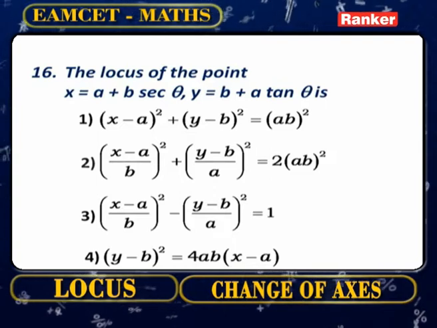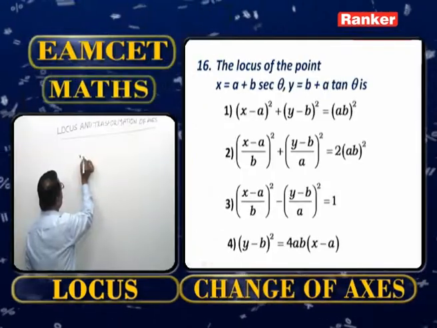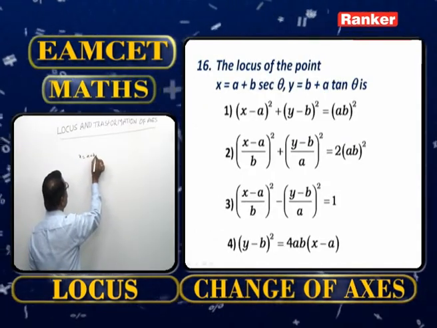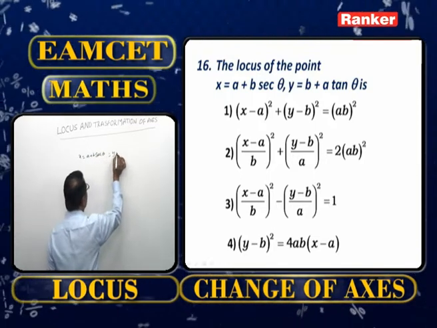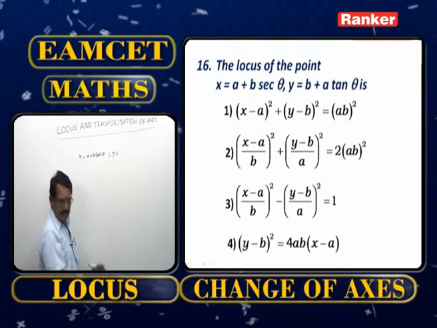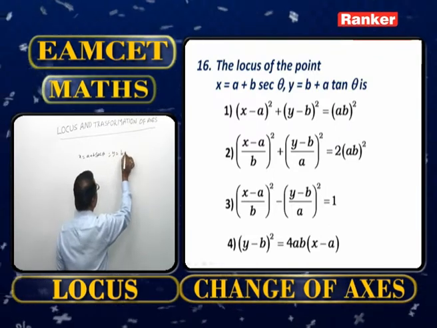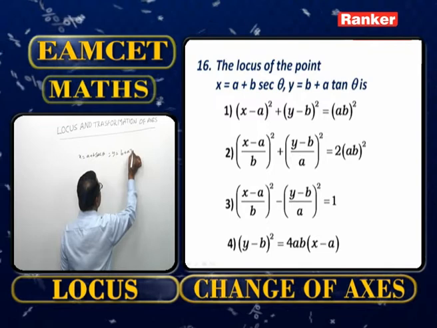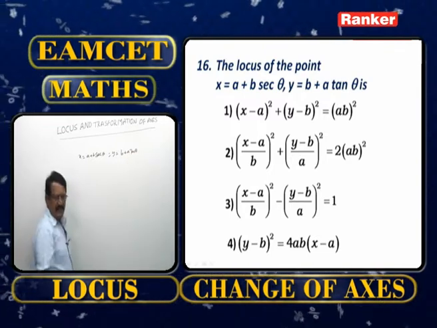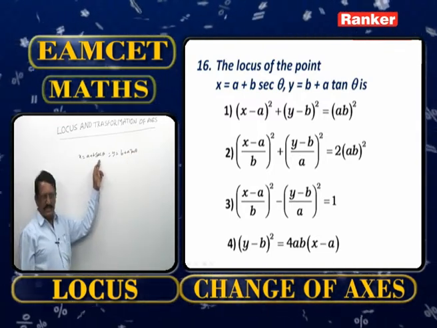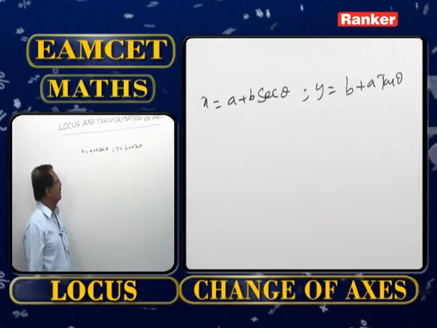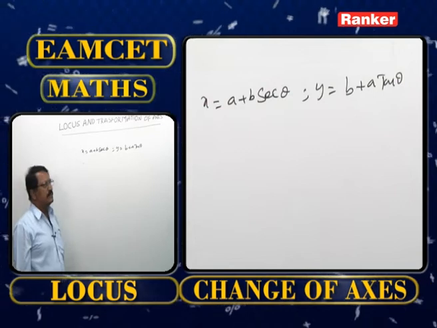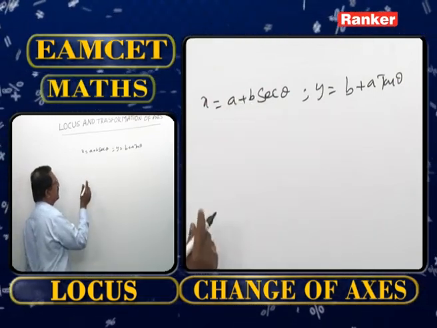The locus of the point x equals a plus b secant theta, y equals b plus a tan theta. From these two equations, eliminating theta, we get the required locus.